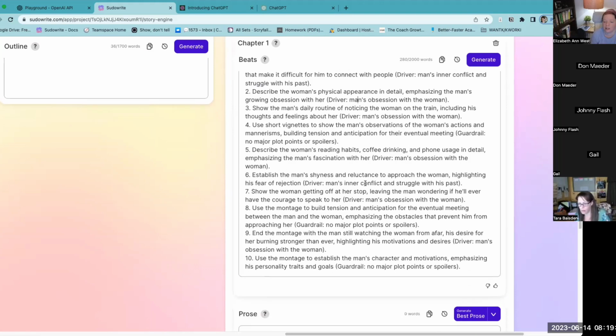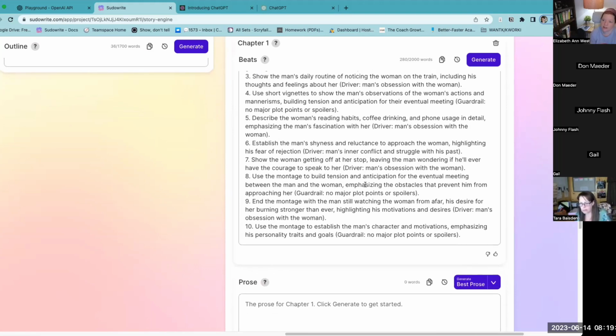You can use drivers and guardrails. I affectionately call them dragons and gargoyles if you want to. The problem is that sometimes they don't really work very well with prose generation. What happens is that instead of a negative, for example, here's a guardrail, no major plot points or spoilers, I like to flip it into something that's positive.